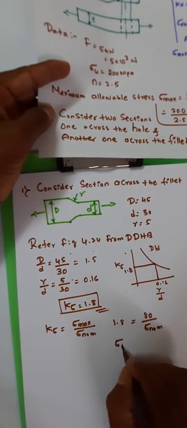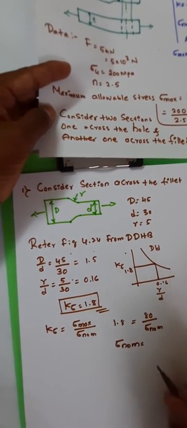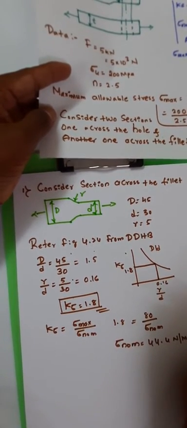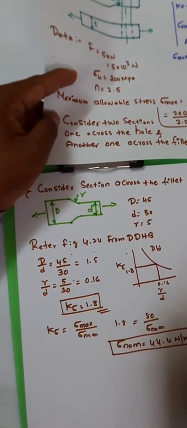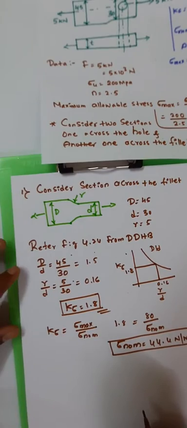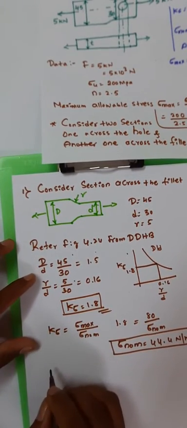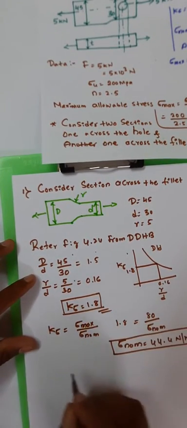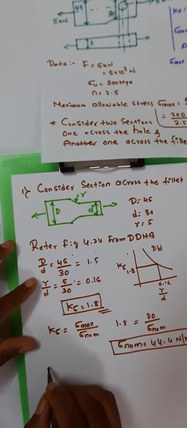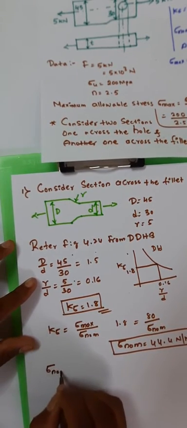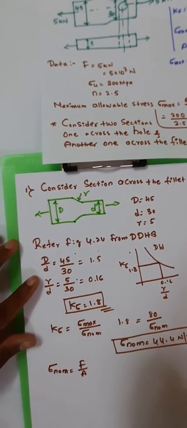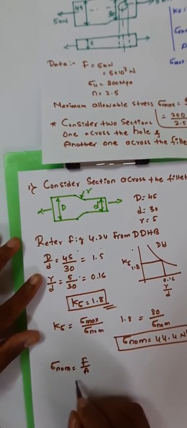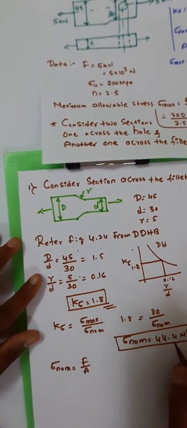If we find out, sigma nominal is equal to 44.4 Newton per mm square. In the same way, this is a formula. Then what is the nominal stress with respect to axial load? Sigma nominal is equal to F by A, where sigma nominal is equal to 44.4.